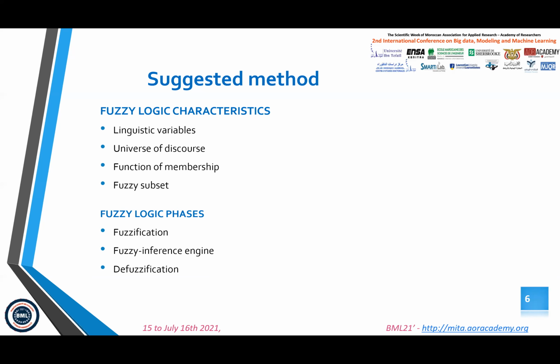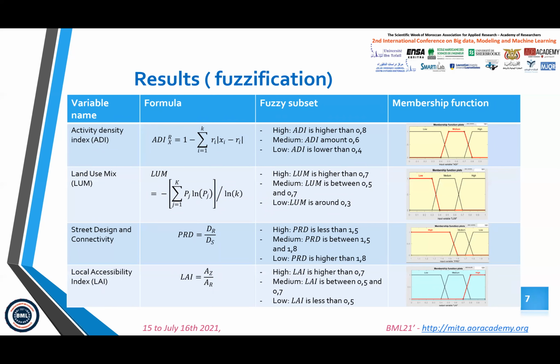First step, fuzzification. To model our system to evaluate local accessibility, we have to define three input variables and one output. As shown in this table, for each variable, there is a formula, the fuzzy subset, and the membership function. These variables are activity density index, ADI; land use mix, LUM; street design and connectivity, represented by PRD; and the output, local accessibility index, LIE.